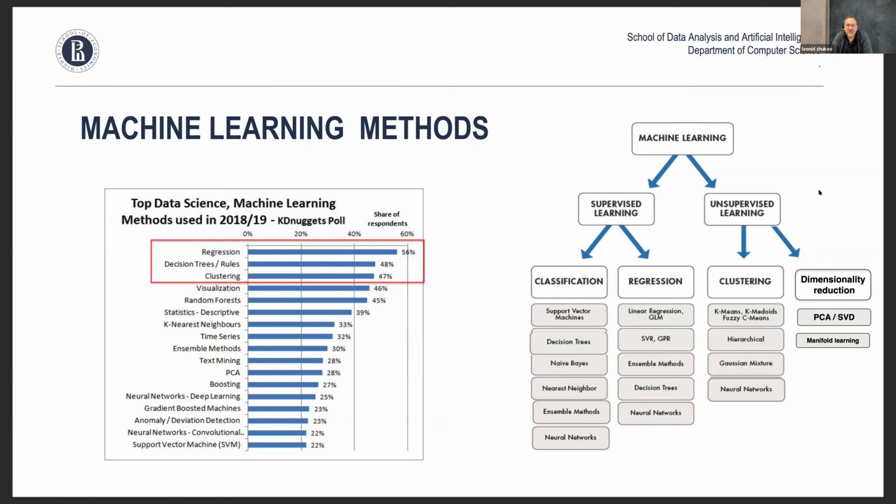But there is some statistics on the left-hand side, based on reviews, of the top algorithms and methods used by data scientists. And if you notice, it's regression, it's classification, which is decision trees or rules, and it's some form of clustering. So these are the things people use most in their daily work.